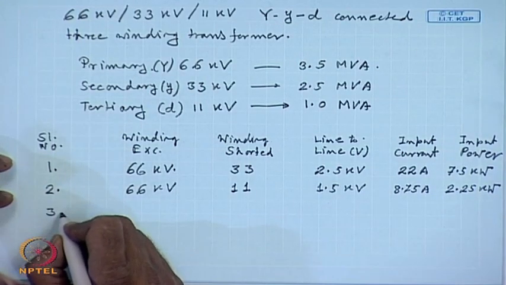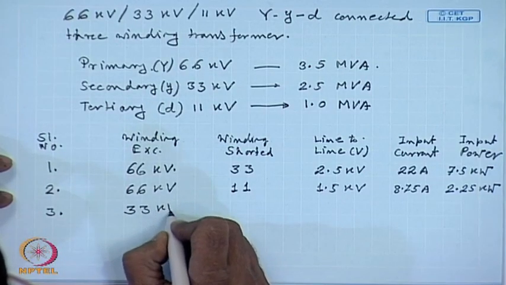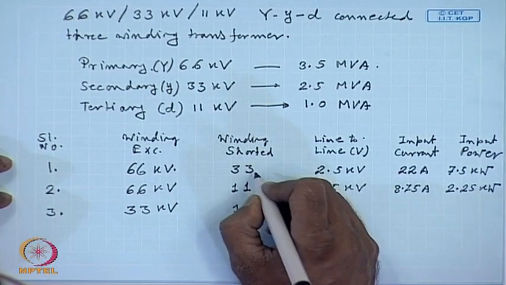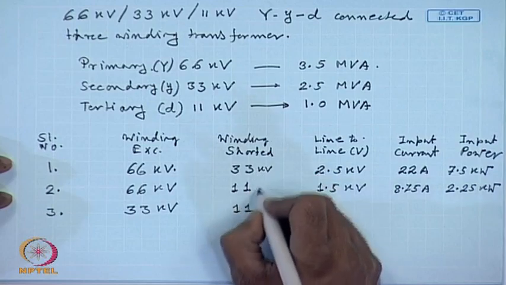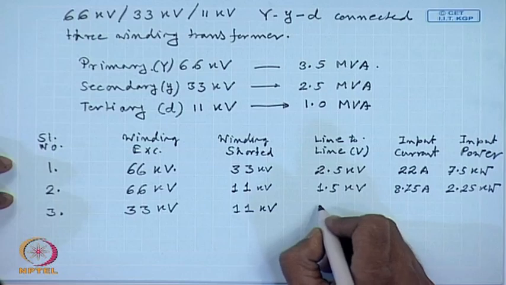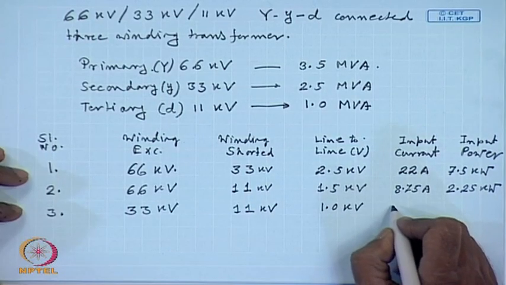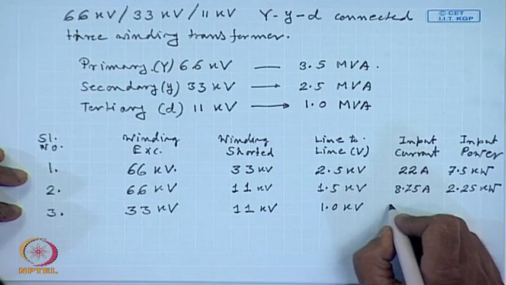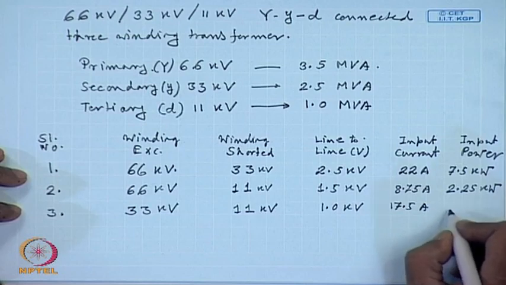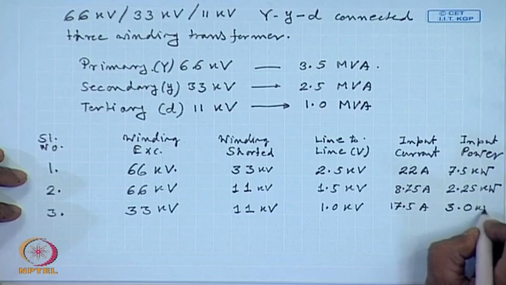In the third test, the excited winding now is the 33 kV and the shorted winding is 11 kV. Applied voltage is 1 kV. The current circulating in the 33 kV winding is 17.5 ampere and the input power is 3.0 kilowatt.